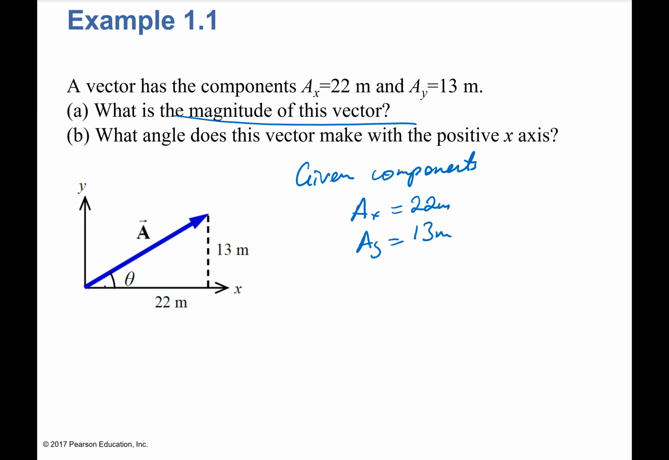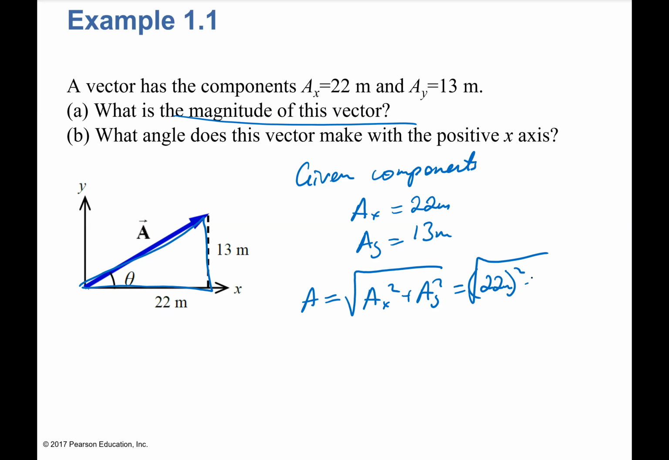And you can see, right, so basically we have a right triangle. That means the magnitude of vector A is equal to the square root of AX squared plus AY squared. That means it's the square root of 22 meters squared plus 13 meters squared. So vector A here is now going to be 26 meters. Part B is what is the angle.